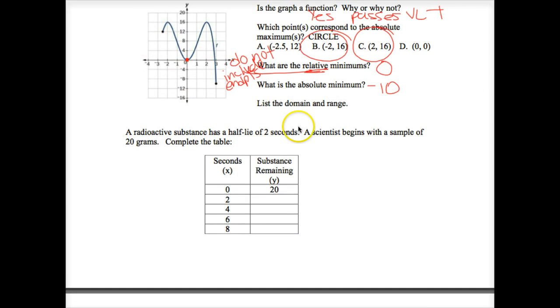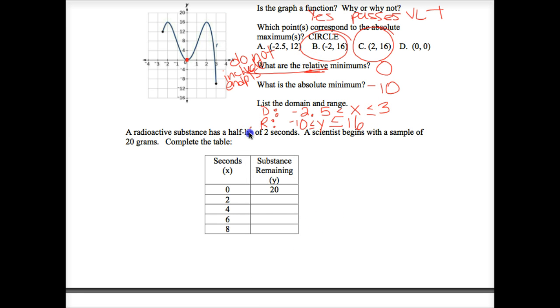Domain here, as opposed to what we had up here, where it was everything bigger than a certain value, here we've got what we called a sandwich, because x is allowed to be anything between -2.5 and 3. Since it was a real life situation and there's a decimal in the original problem, I can use a decimal here. But it's between -2.5 and 3. For the range, similar idea. I look up and down. The lowest point I see is -10, and y goes all the way from -10 up to +16.